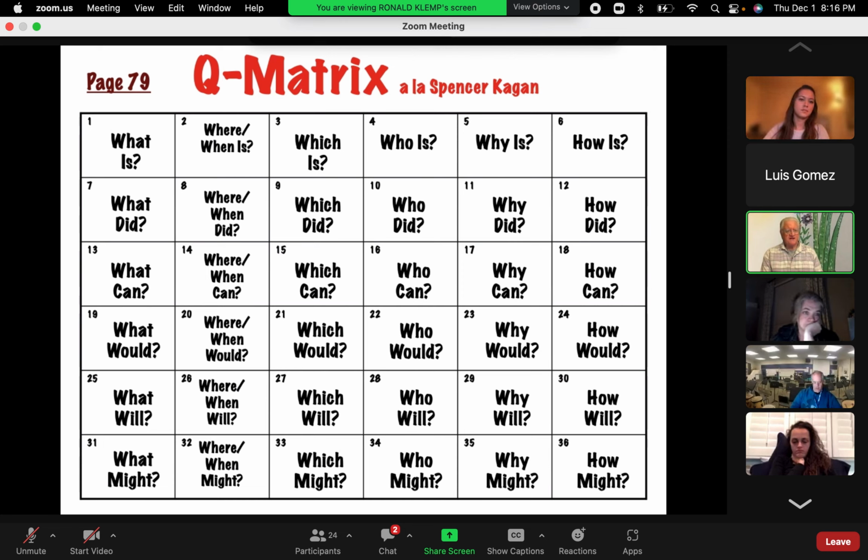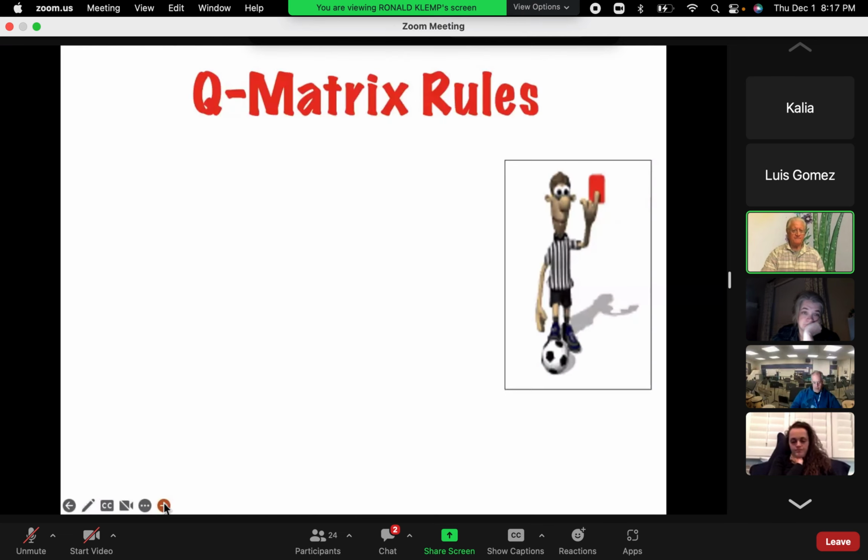But I also like to disaggregate the rows so that per section, I have one pod doing their questions from rows 1 and 2, another pod doing from 3 and 4, and another pod doing 5 and 6. So I don't get 40 questions that say, what is a lemming, where is a lemming, which is a lemming, right? So I disaggregate the text and disaggregate the demand for the questions. Okay. Now there are some Q matrix rules here, and you'll find these on page 81.